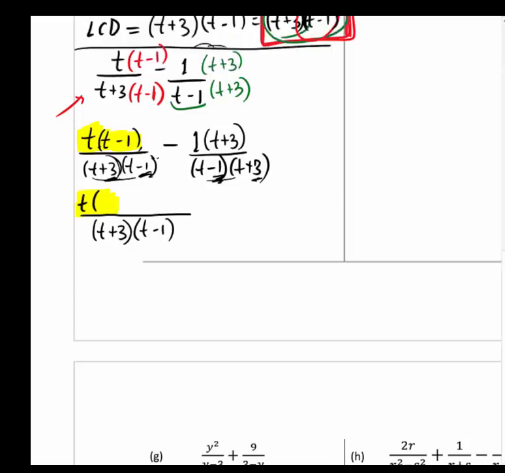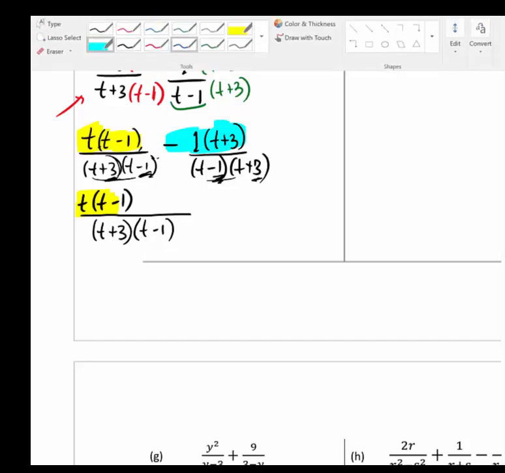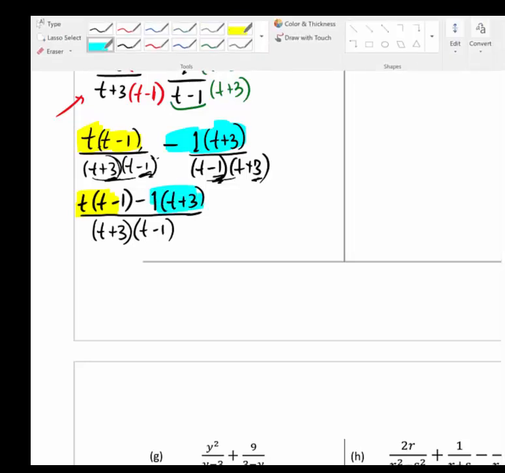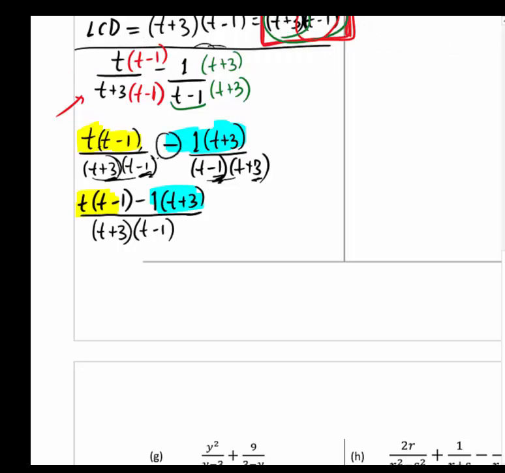T times t minus 1, just to be careful. And on the other guy I've got -1 times t plus 3, or subtracting, you could say, subtract 1 times t plus 3. I usually do that first because I've noticed a lot of people distribute wrong and forget to give this minus sign to everyone. They won't go t is negative and 3 is negative. But if you write them in one fraction without distributing yet, and then you distribute now that they're one fraction, it's easier to not make a mistake.